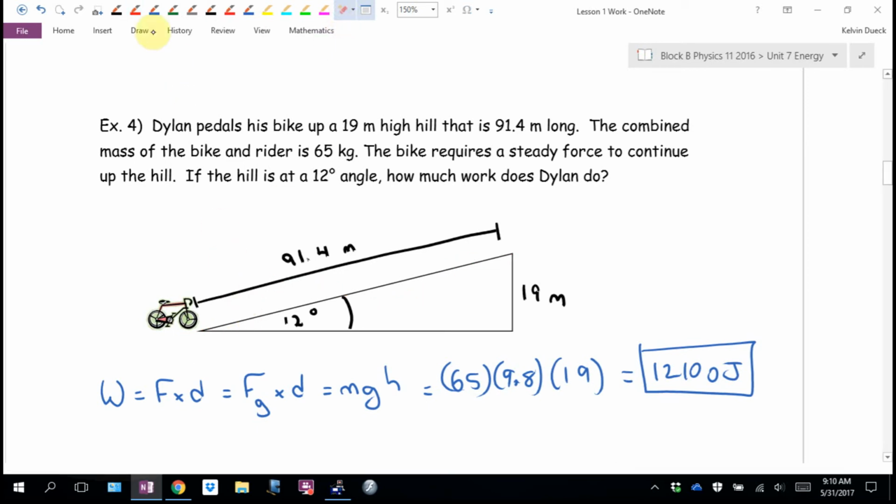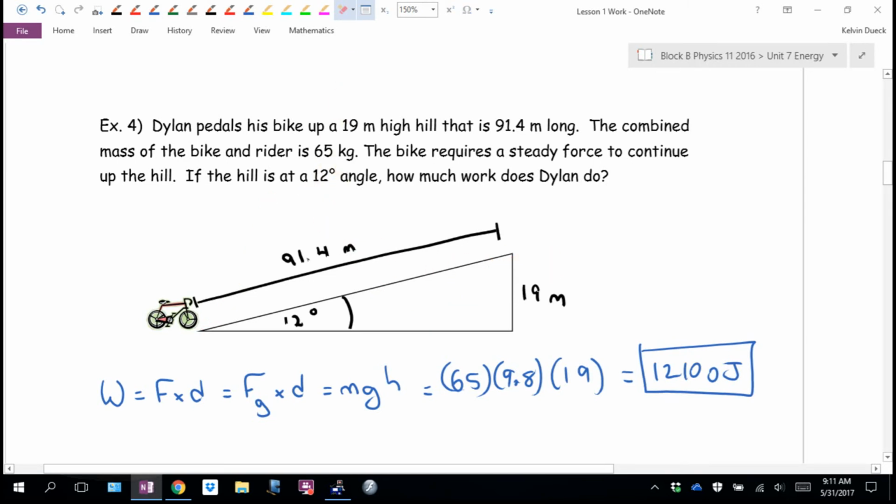If the hill had been really strange, really steep and then gone down, same amount of work, because you ended up right there. You did 19 meters of height against an mg of gravity, which means work is going to be really, really handy for analyzing stuff that looks like that from the side, like coasters.